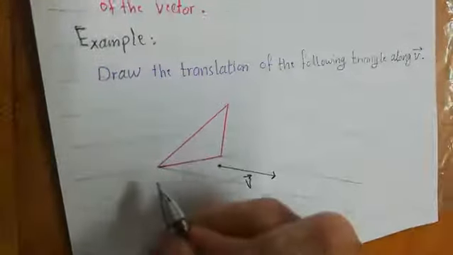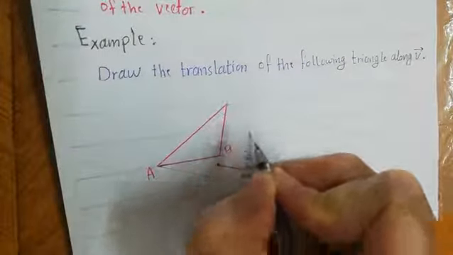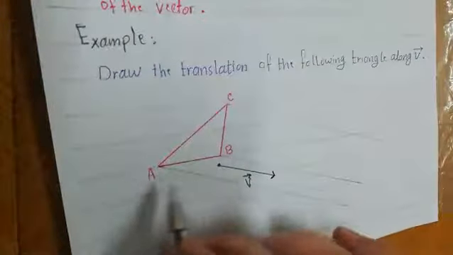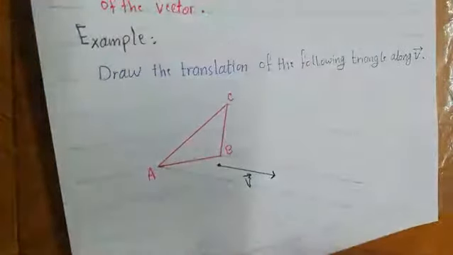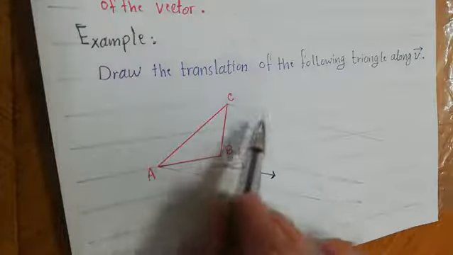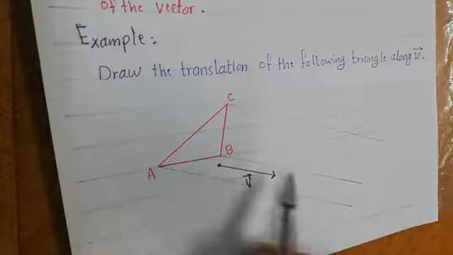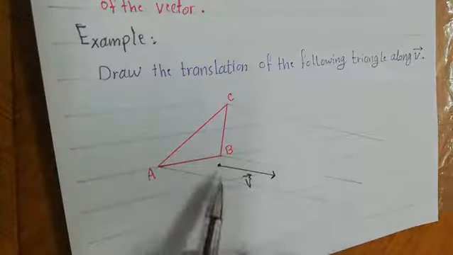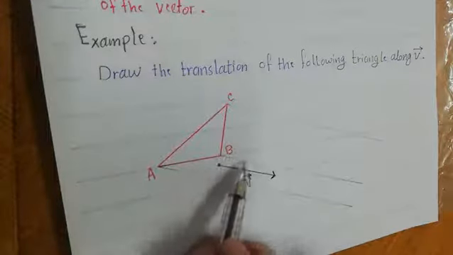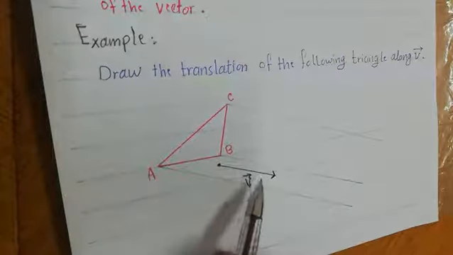Okay, if I name this ABC, look what I did. From these vertices, which are A and B and C, I drew these line segments in the same direction as the vector V. Look, all of these line segments are parallel to this vector.